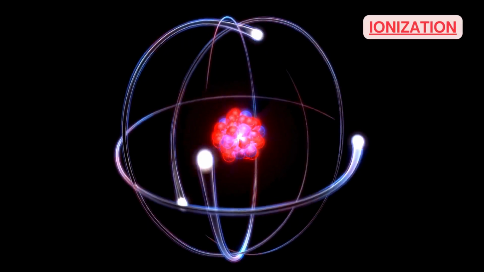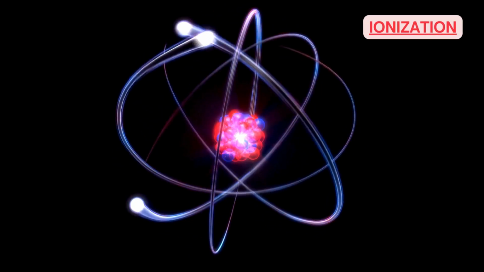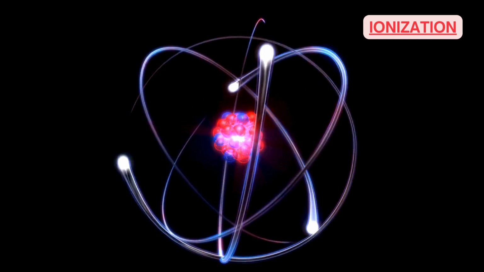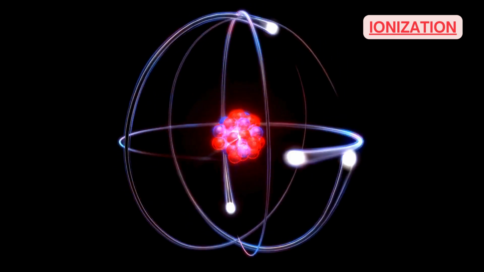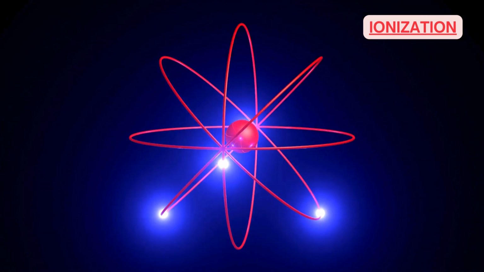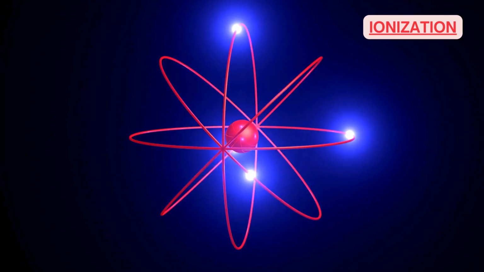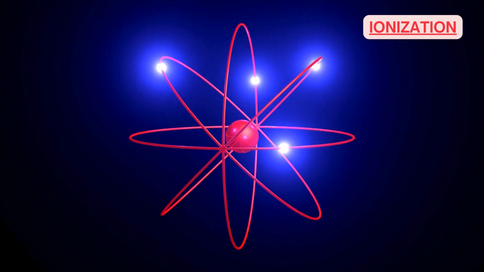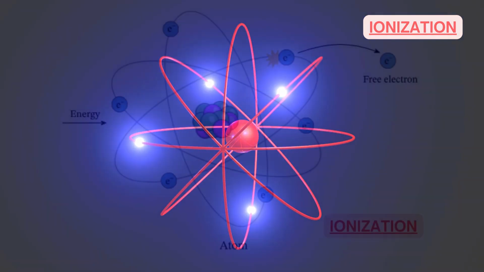Ionization. All atoms are electrically neutral. This happens since the number of negatively charged electrons going around the nucleus in different orbits is the same as the number of positively charged protons held in the nucleus. So they are electrically neutral.